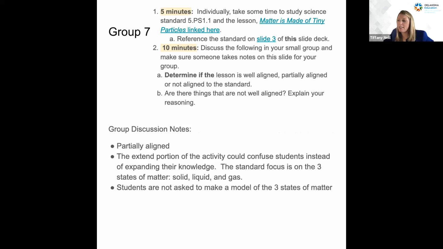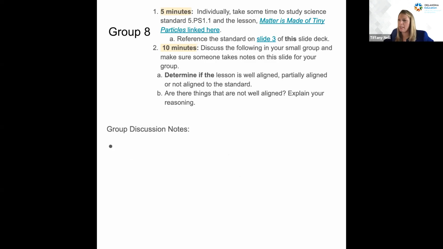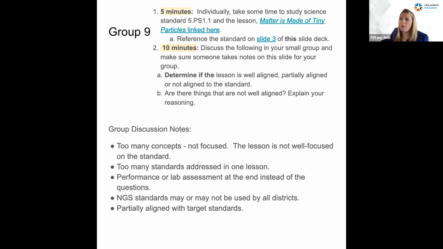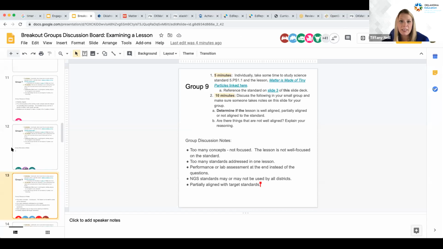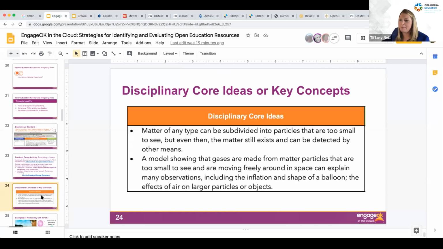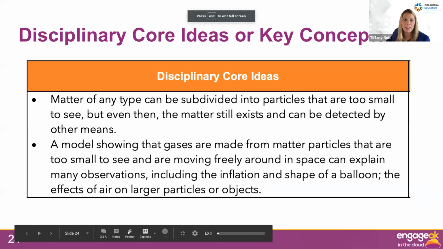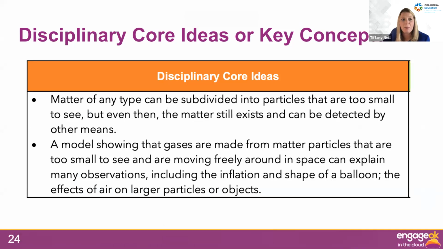Group 7 is saying partially aligned. And again, that the lesson seems to focus more on the states of matter than particles too small to be seen. And we see a few other groups who commented that the lesson is partially aligned. So let's go back again to the main learning goals. And I just want to give you an idea of what a group of 5th grade teachers that we pulled together, who analyzed this standard, thought would showcase what students should be able to do by the end of learning aligned to this standard.